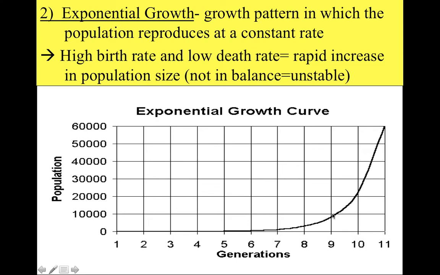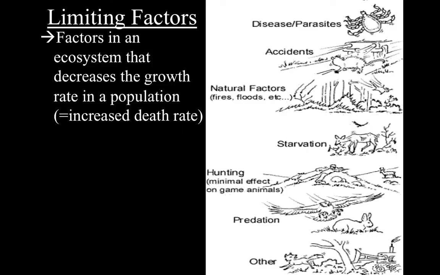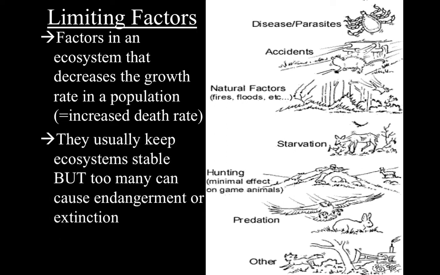So normally, organisms are affected by what are called limiting factors. These are factors in an ecosystem that decrease the growth rate. In other words, they have an increased death rate. They're how nature works, basically, in keeping ecosystems and communities stable. But if too many happen all at once, this can cause endangerment or extinction for organisms.